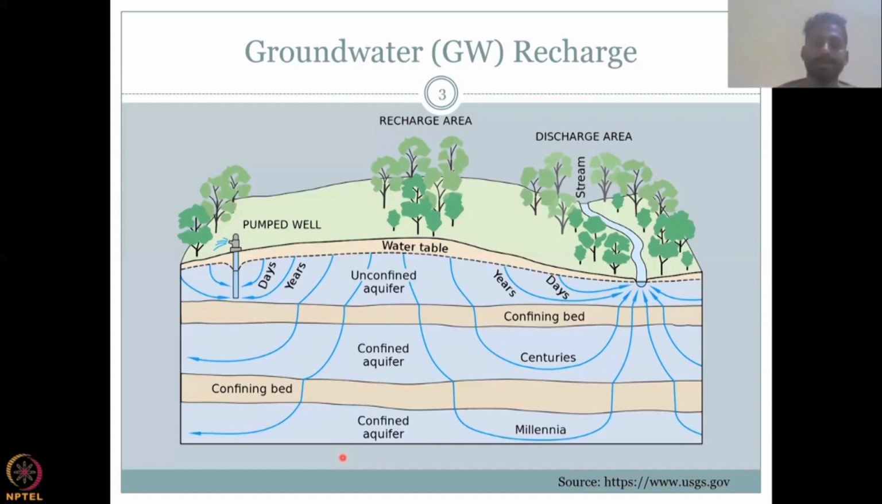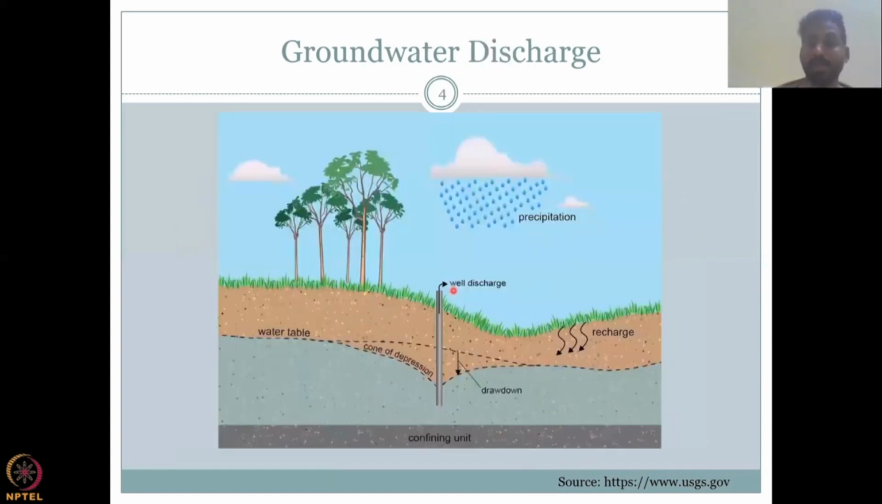Moving on. As I said, the unconfined takes days. Please remember this, 2 years. The first confined aquifer below the unconfined can take years, a couple of decades to centuries, whereas the deepest confined aquifer can take millennia.